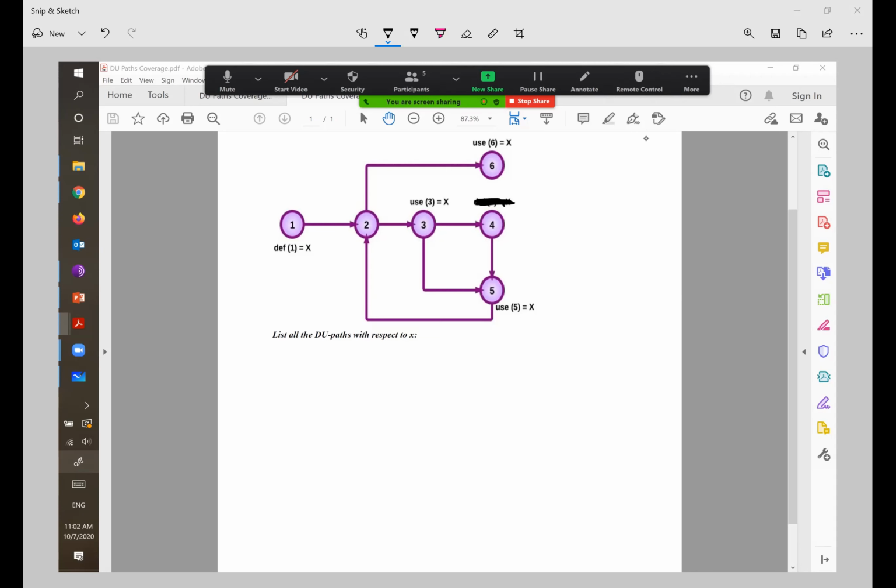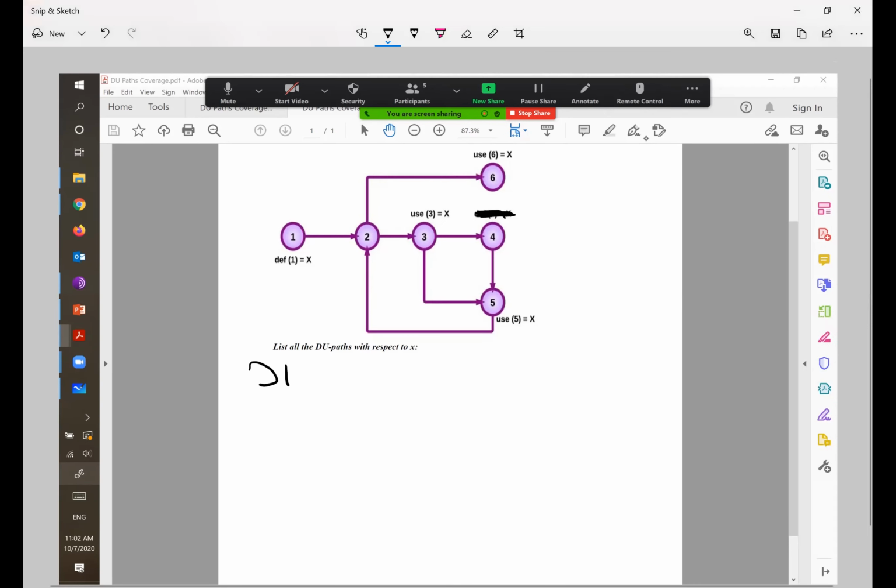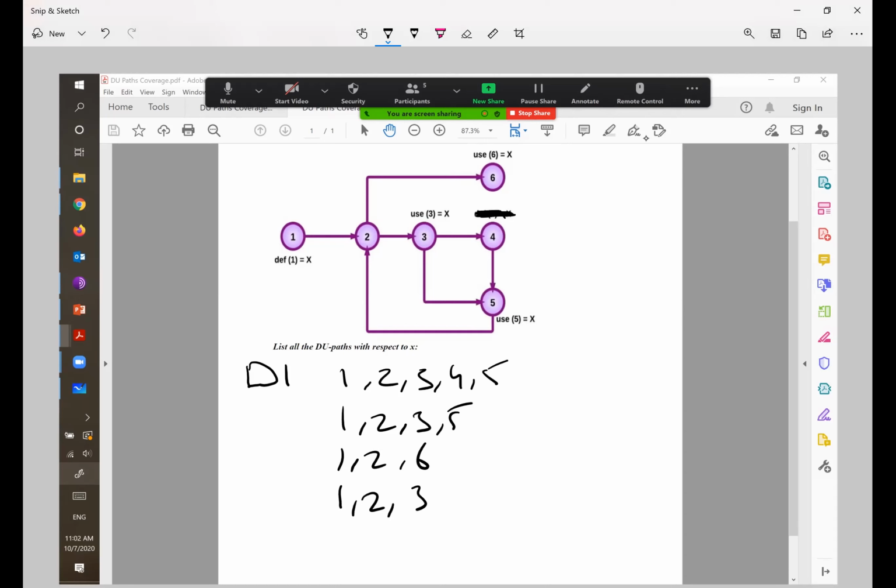Okay, so Faye, what are the four? One, two, three, four, five. One, two, three, five. One, two, six. One, two, three. Okay. Is that right? So what do you have two? Okay, Taib. So we got D1, D2, D3, D4.